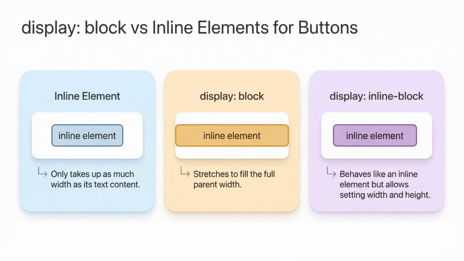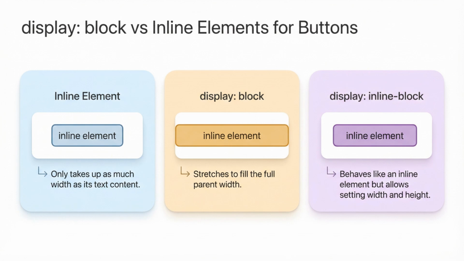Anchor tags are inline elements by default. They only take up as much space as their content. But inside a Flex container, we want buttons to have controlled widths. Setting display block on an anchor makes it behave like a block element, filling its parent's full width. Then text align center centers the text inside it.